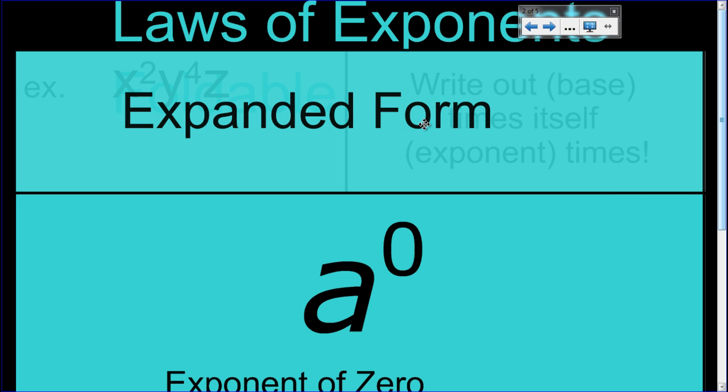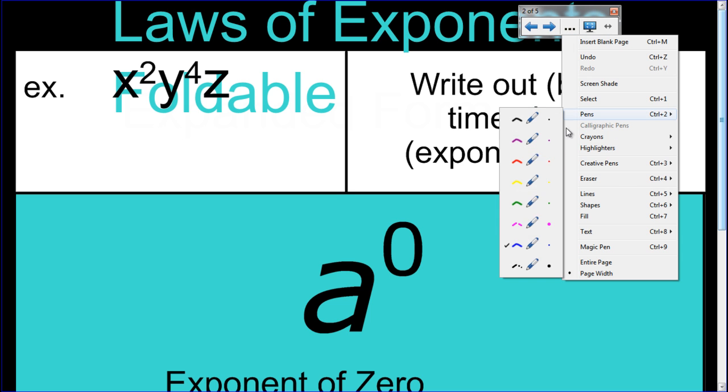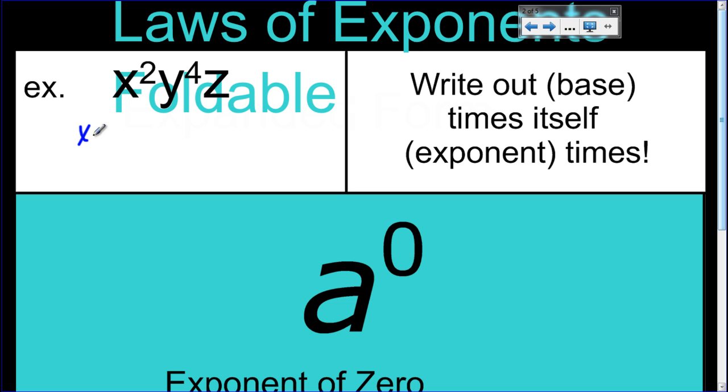So expanded form is just when we take the number x squared y to the fourth z, and we write out the base times itself, that many times, however many the exponent says. It's just when we rewrite this, and we sort of saw some of this when we were doing the first few examples. So x squared would be x times x. Y to the fourth would be y times y times y times y, and then your z. So that's what it would look like in expanded form. That's just when we write it out in the long expression instead of squishing it all together and using the exponents to denote what's going on, writing it out long ways.